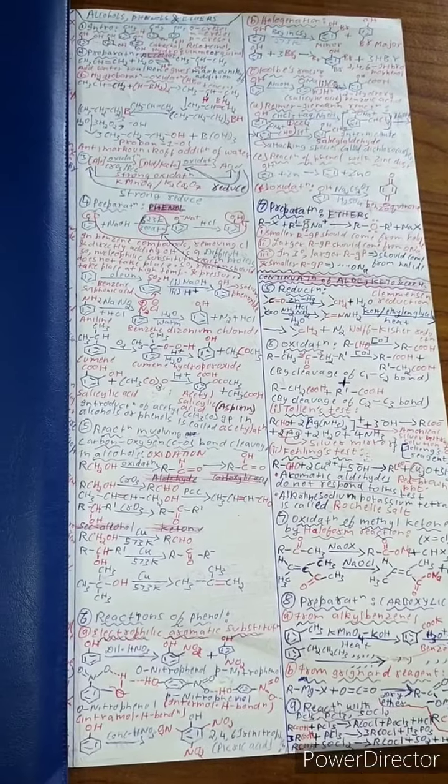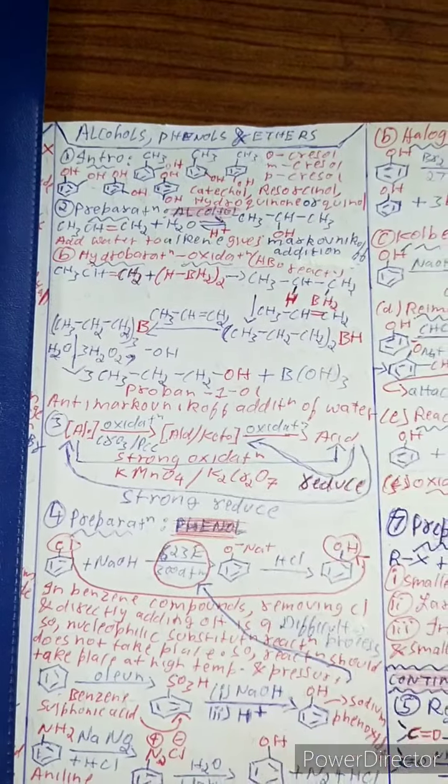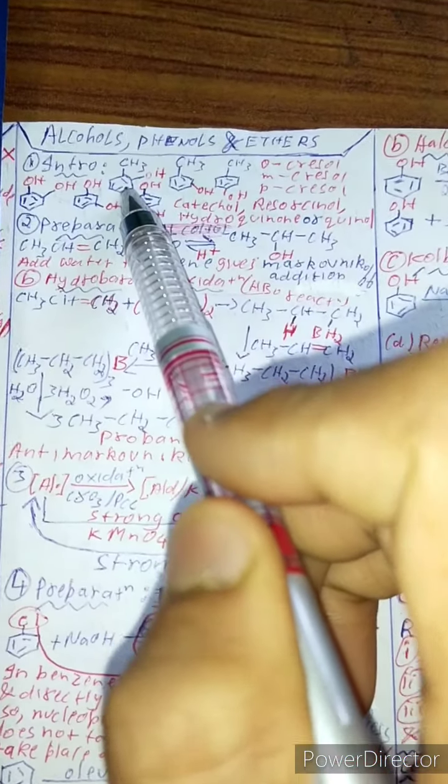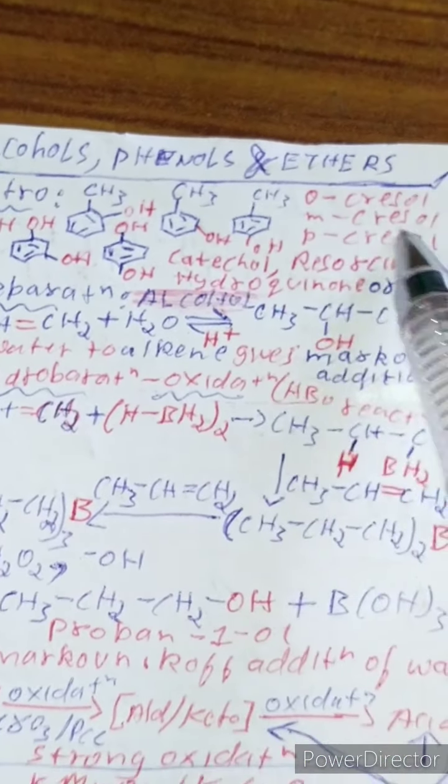You can see over here, guys, these are my notes of alcohols, phenols and ethers. So let us start. First of all, in the introduction part, you need to know the names of some compounds. This is orthocresol, and this is metacresol, and this is paracresol.